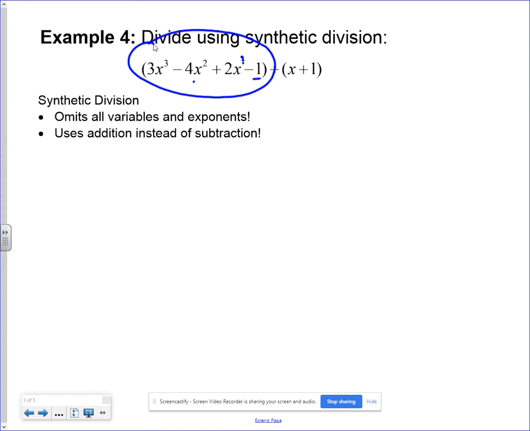So here's what you do. You're going to list out the coefficients of your variables in order from largest exponent to smallest.